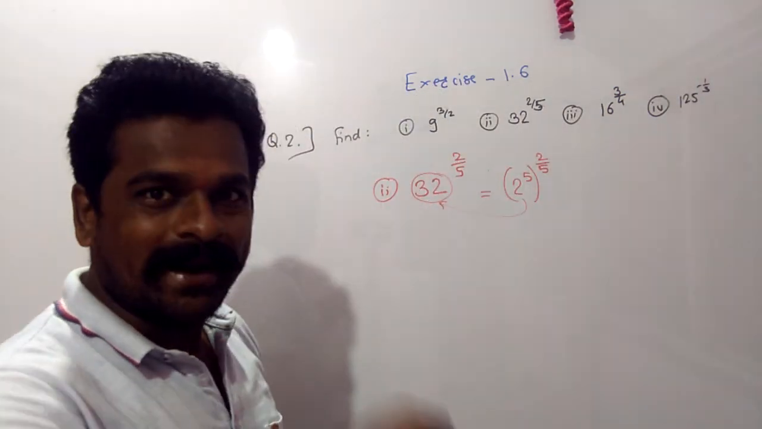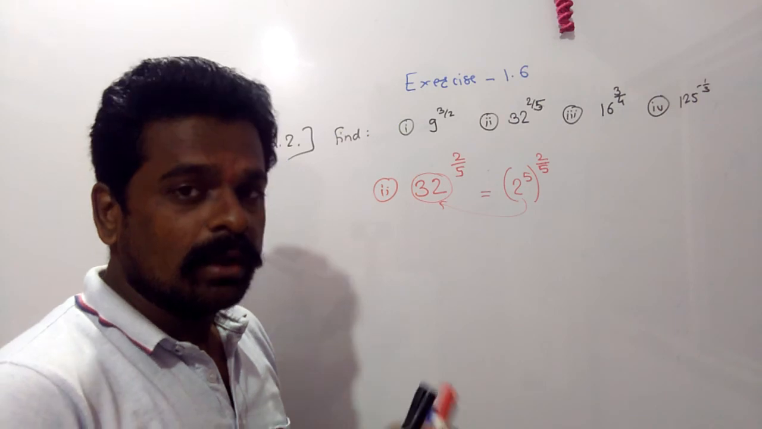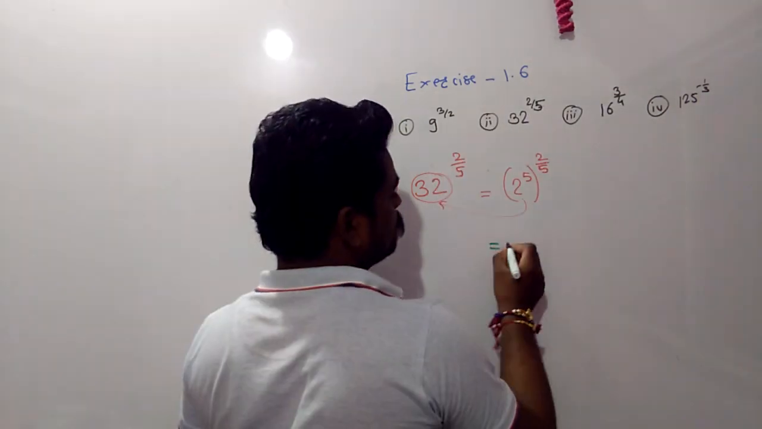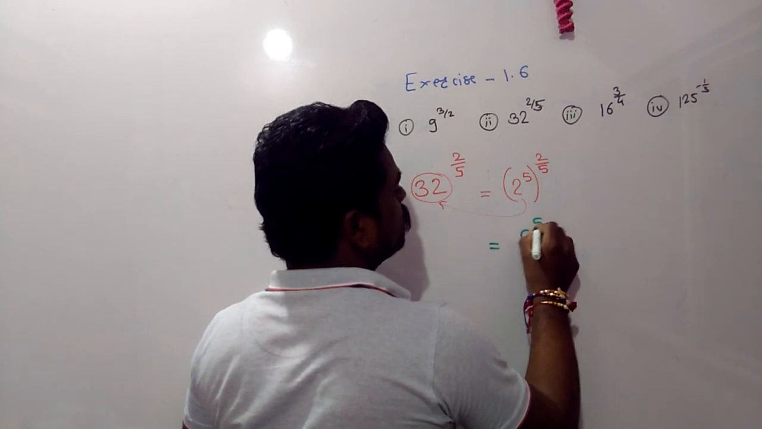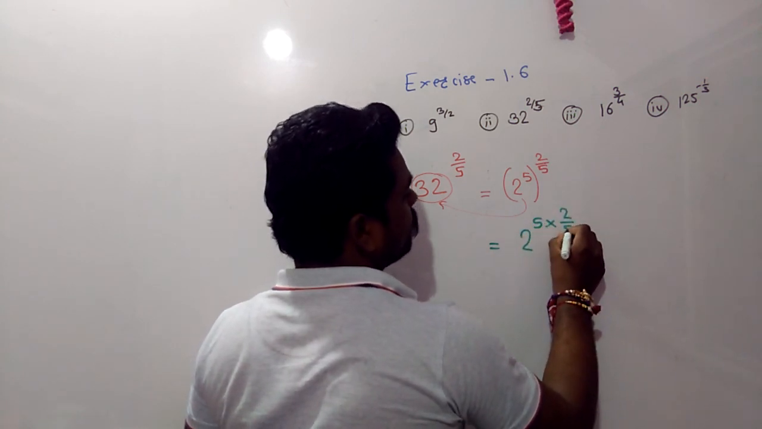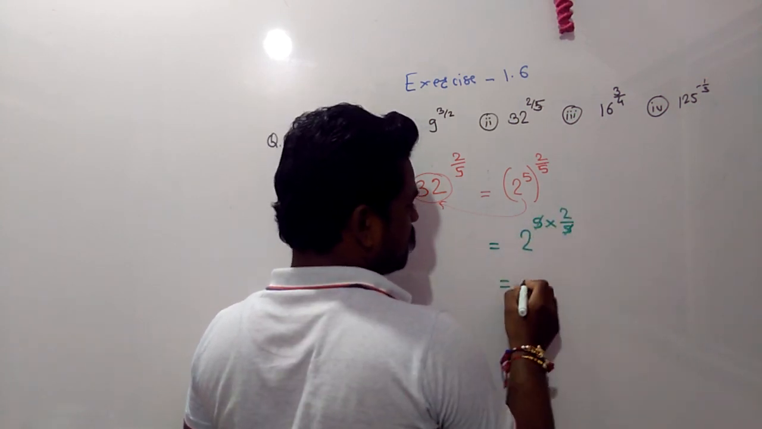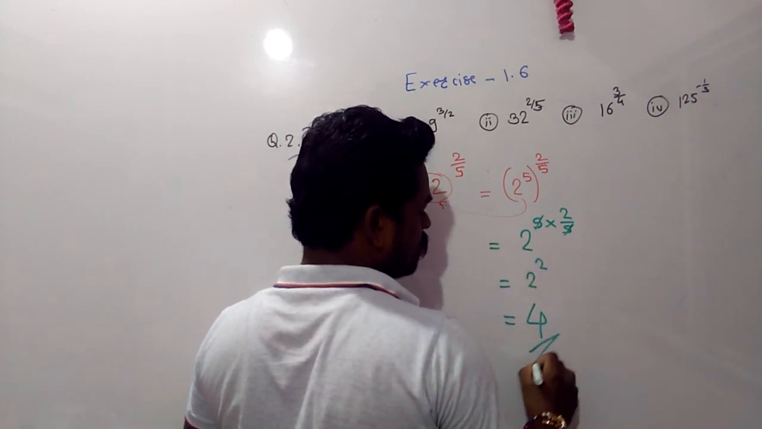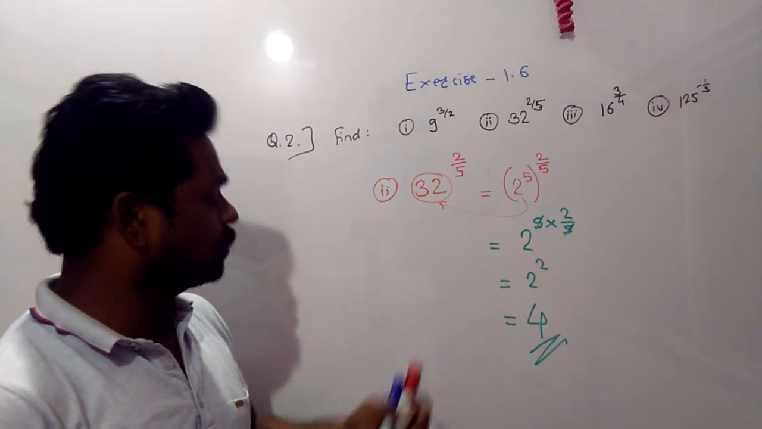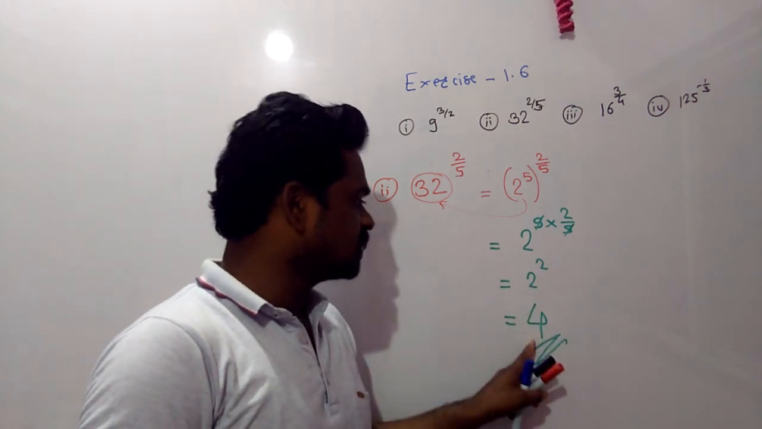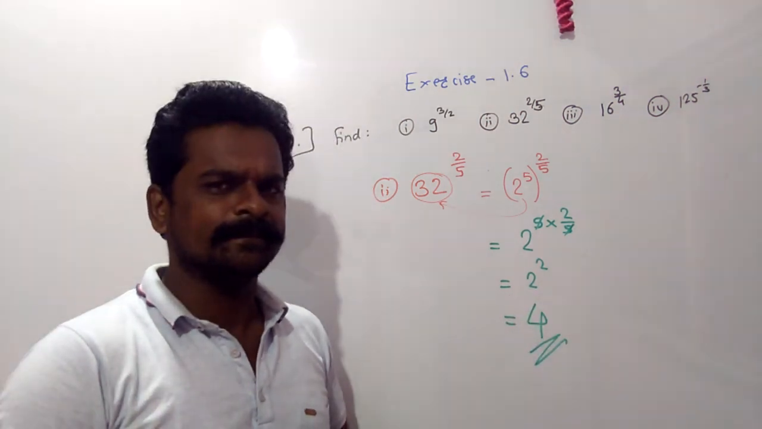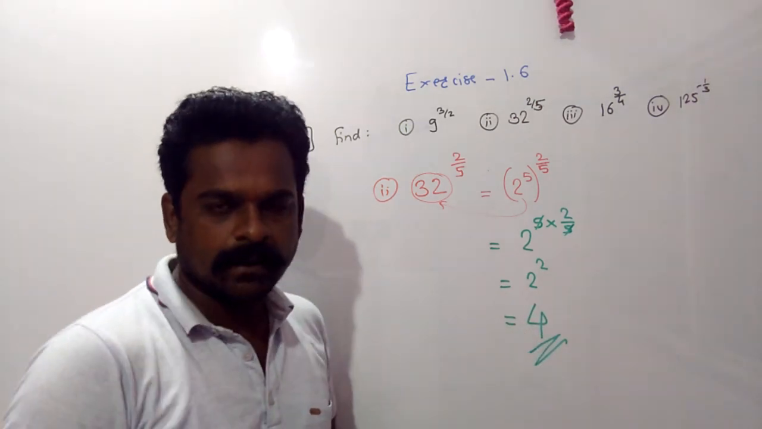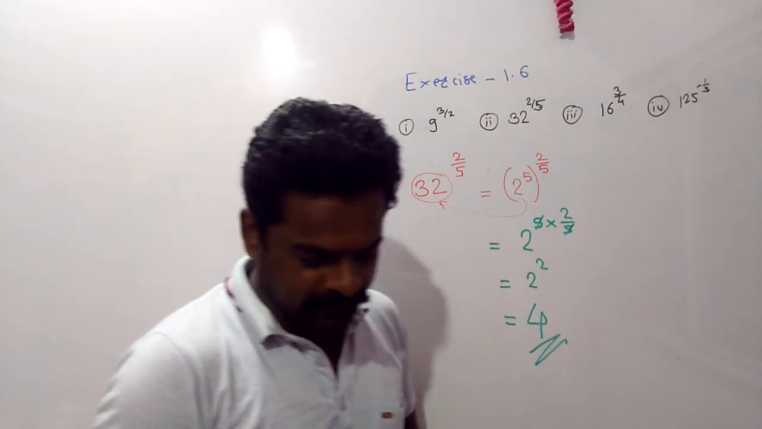Now if a raised to m and raised to n is there, then we can write a raised to m into n in this way. So it is equal to 2 raised to 5 into 2 by 5. So 5 gets cancelled and we will have 2 raised to 2, which is equal to 4. Finish. 2 raised to 2, that means 2 square, which is equal to 4. Over. Very simple. Okay, fine, no problem.